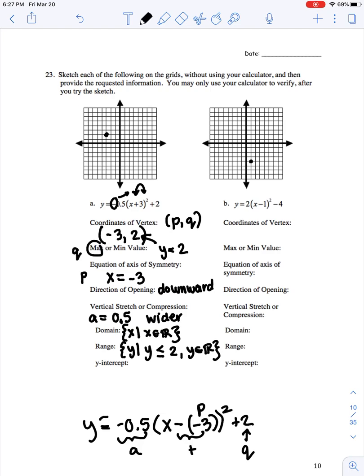Our y-intercept is where the graph is going through the y-axis. So we can actually do that by hand algebraically. That's where we set x equal to 0. So we would go y equals -0.5, and instead of x, we're going to go 0 plus 3 squared plus 2. So we're going to put that into your calculator or calculate that. We know that this is going to be 3 squared, and then we're going to multiply that by -0.5, and we're going to add 2 to that value.